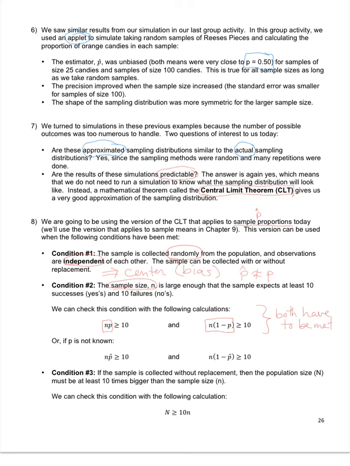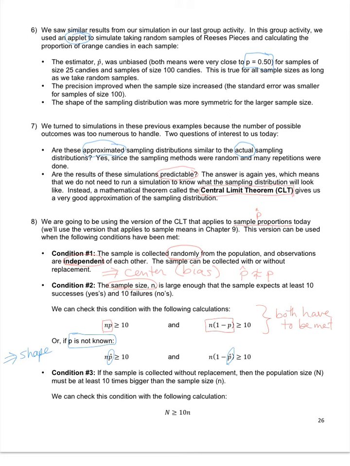Okay, and if p is not known, you do have an option here. If p is not known, we can replace p with its estimator p hat. And keep in mind that this particular condition has to do with the shape of your sampling distribution. If your sample sizes are not big enough, your shape is not going to be accurate. What the central limit theorem predicts is not going to be accurate.